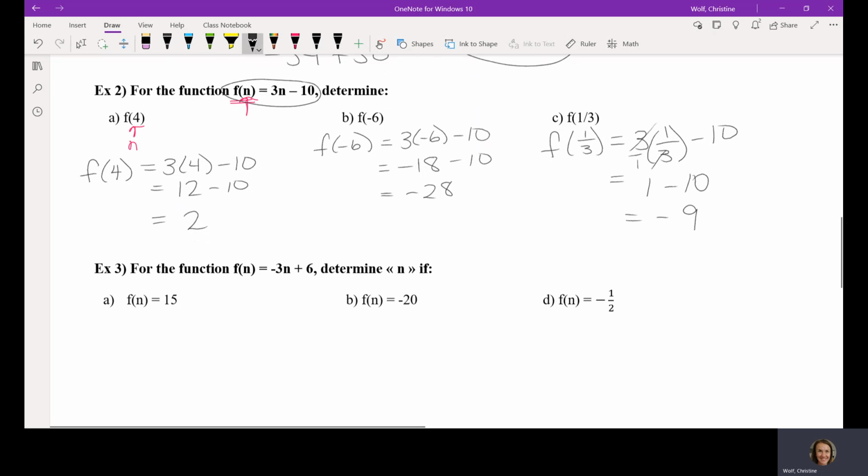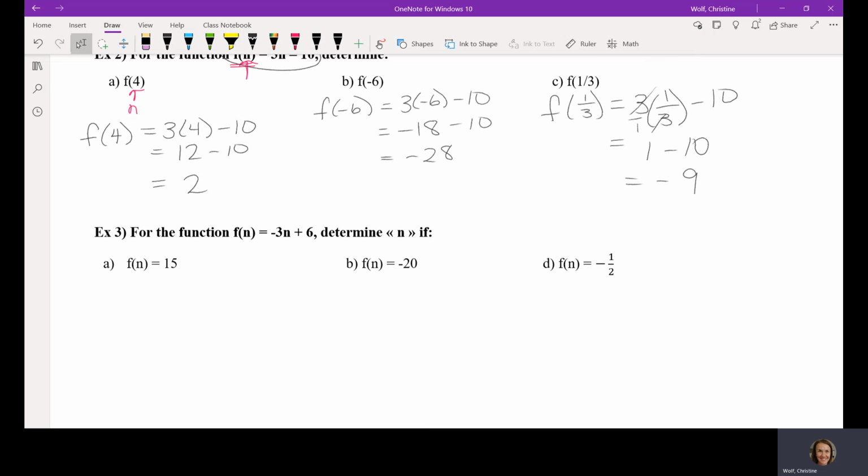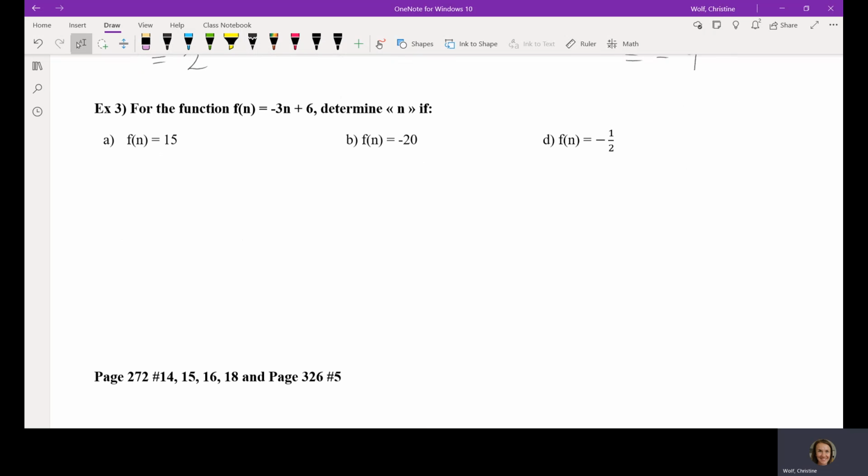Okay, this one's a little bit different. For the function f of n equals -3n plus 6, determine n. So in this question, we were given n. All right, here we're determining n, and I give you this piece of information, f of n equals 15. So I am telling you that you're allowed to replace all of f of n with 15. And if we look at our equation here, f of n is the whole entire left side. So I'm replacing my entire left side with 15. I recopy the rest. I'm looking for n, so n stays as a variable, and now I solve.